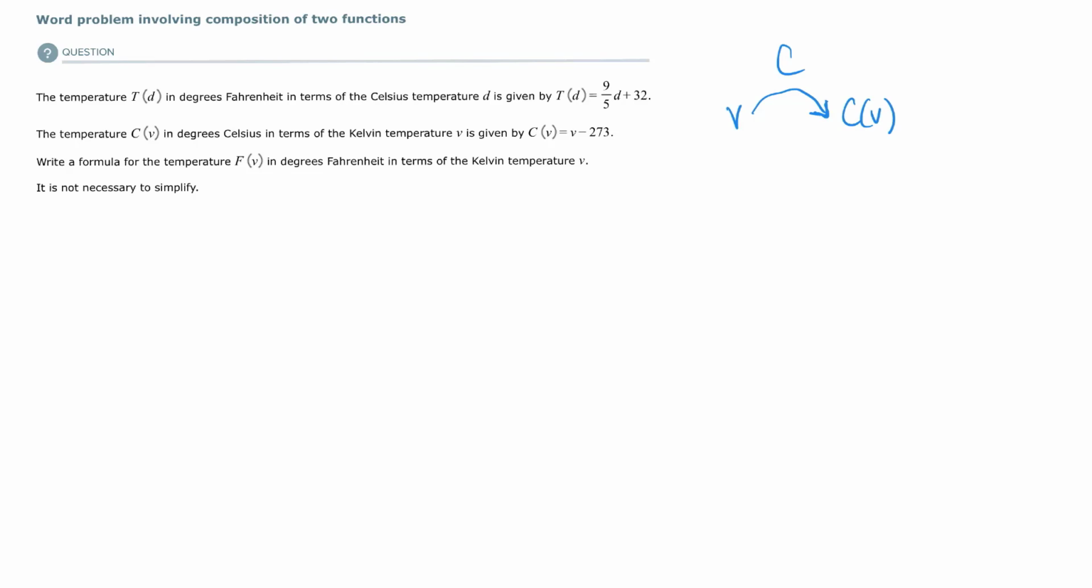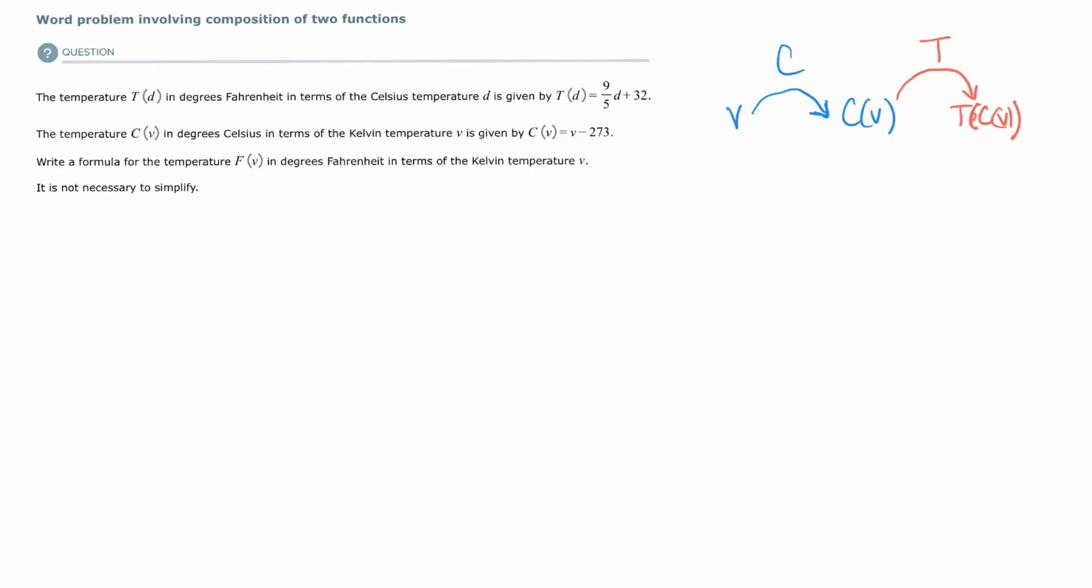And then from C of V, we're going to perform another relay, and we want to make sure we go to Fahrenheit, and that relay is going to be called T. So when you apply T to C of V, what you end up getting is T composed with C, T composed with C of V. And that's how we write that.